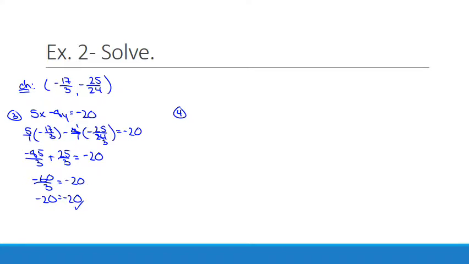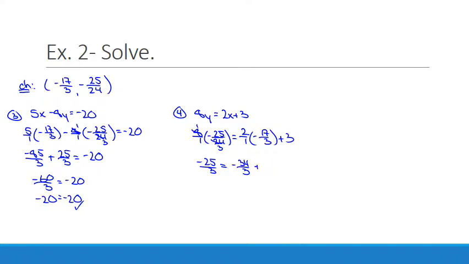We'll check it with the other one really quickly here. 8y equals 2x plus 3. So 8 over 1 times negative 25 over 24 equals 2 over 1, the x value, times negative 17 over 3, plus 3. Start doing my math here. That is going to be negative 25 over 3, which we already knew from doing that in the previous question. This one here would be negative 34 over 3 plus 3.